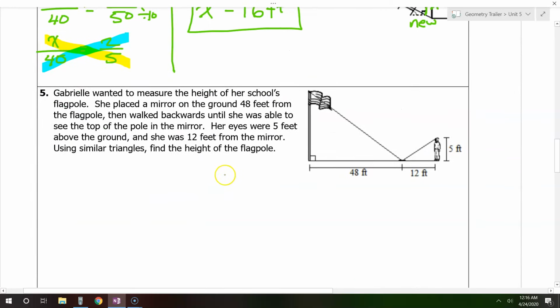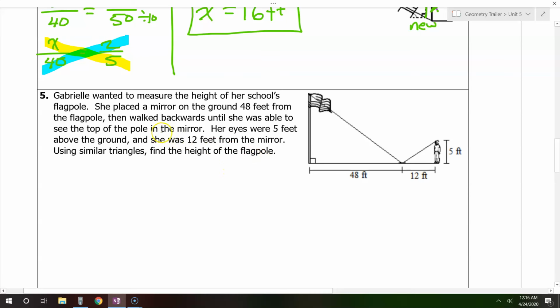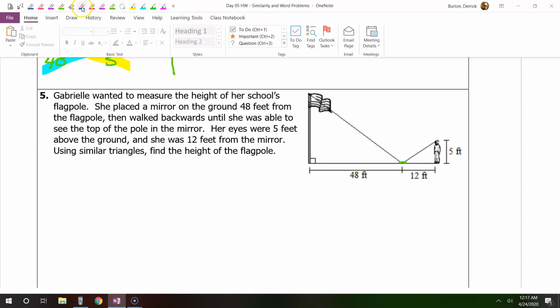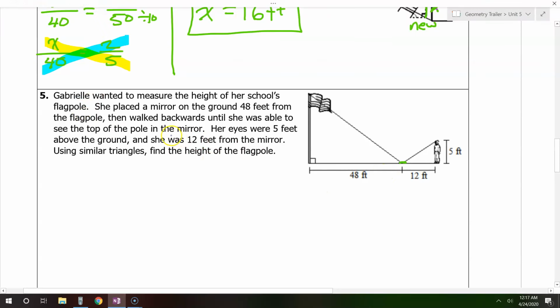Okay, let's do that again. Gabrielle wanted to measure the height of her school's flagpole. She placed a mirror on the ground 48 feet from the flagpole. So I guess this is a mirror right here. Okay, 48 feet from the flagpole. Then she walked backwards until she was able to see the top of the pole in the mirror. Very clever, okay? In that way, she guaranteed that this angle and this angle would be the same. That makes these similar triangles.